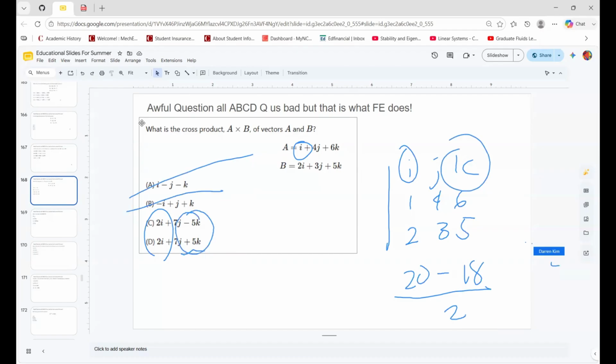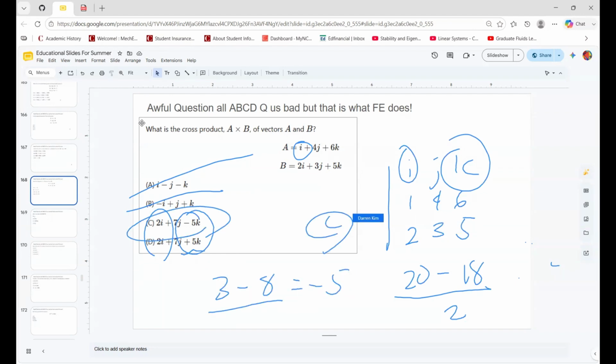So look at the K. That's this, the 3, remember? Maybe I should erase it and make it more clear. 3. So 3 minus 8 is equal to -5, so it is C. Very obviously, it is C.